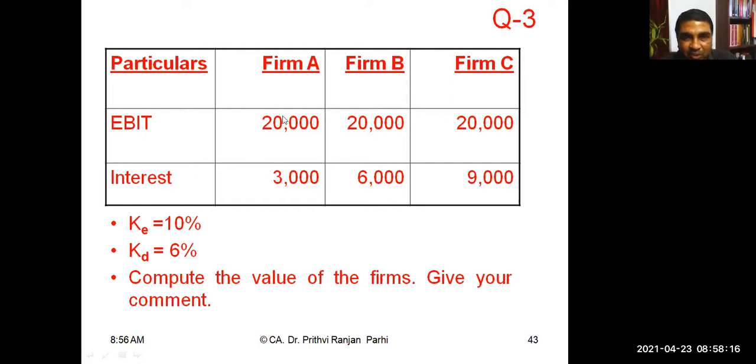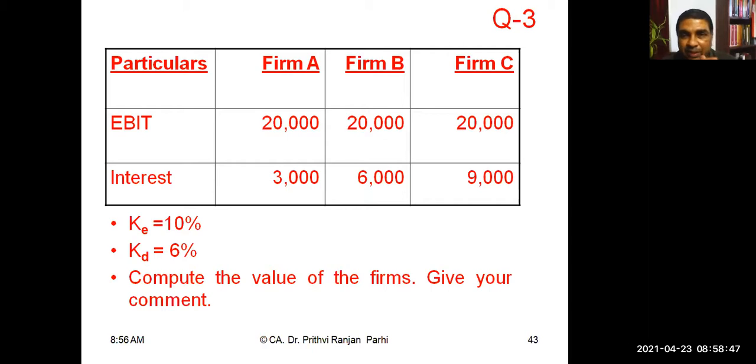You see, in all the three farms, what is EBIT? How much is the EBIT? 20,000 for all farms. Yeah, 20,000 in all the cases. Now you see interest. How much is interest in farm A? 3,000. And in farm B? 6,000. Farm C? 9,000. Okay.